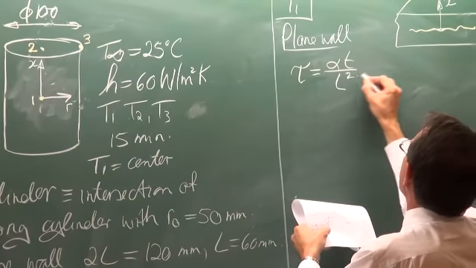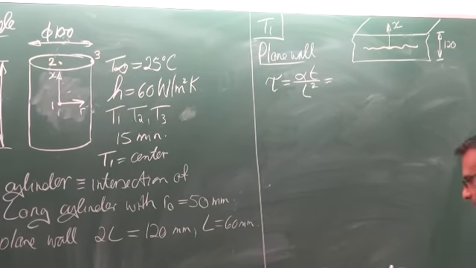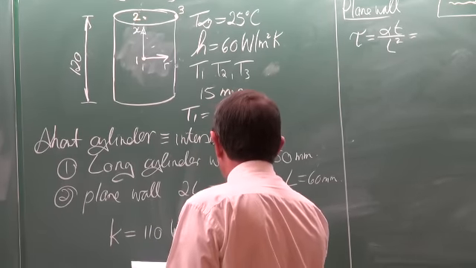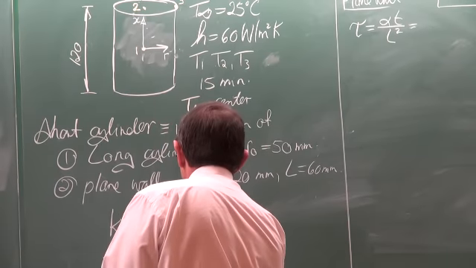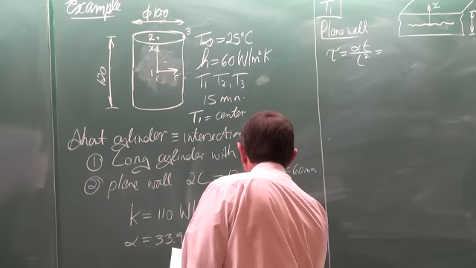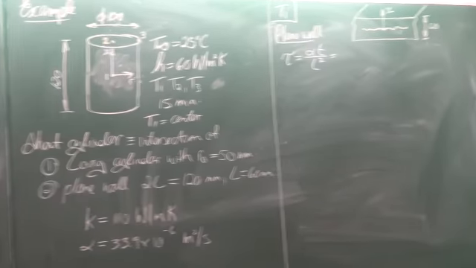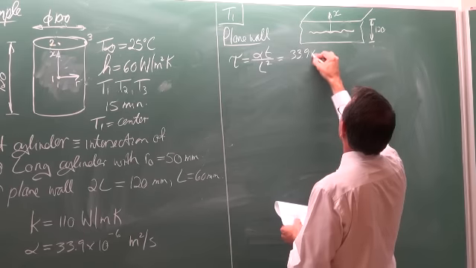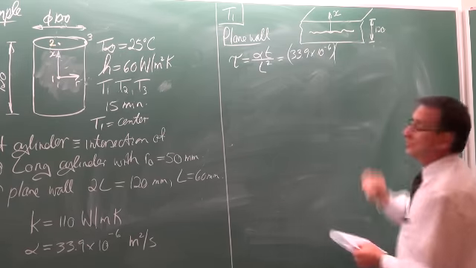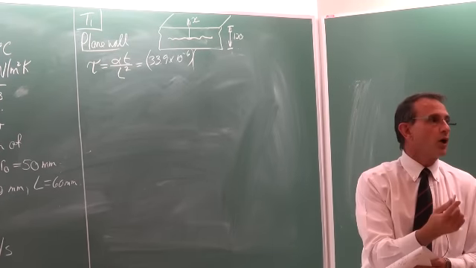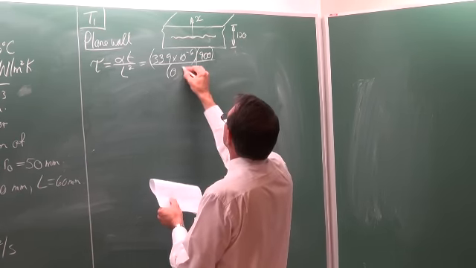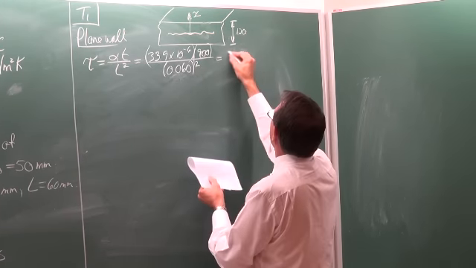So let's start by calculating the non-dimensionalized time. It is equal to alpha t divided by L squared. What I forgot to write down is the k value for brass is 110 watts per meter Kelvin, and alpha is equal to 33.9 multiplied by 10 to the minus 6 square meters per second. So alpha is 33.9 times 10 to the minus 6, multiplied by 15 minutes. 15 multiplied by 60 is 900 seconds. We want the solution at 900 seconds. And L should be 60 millimeters squared.